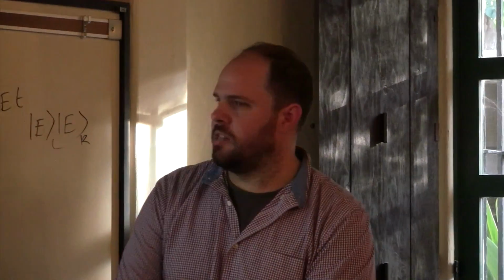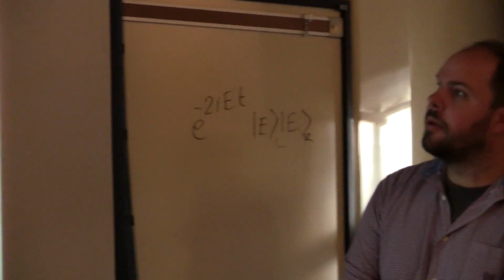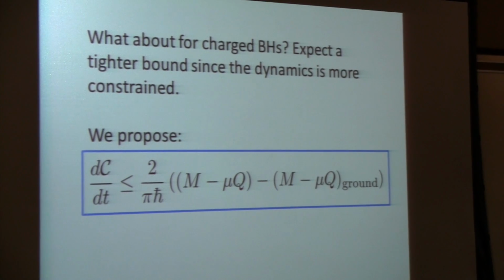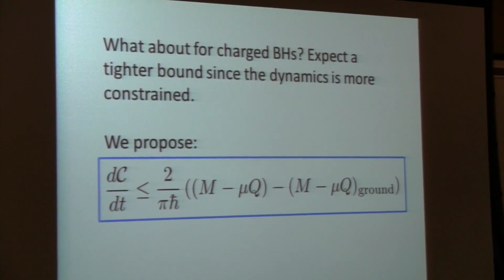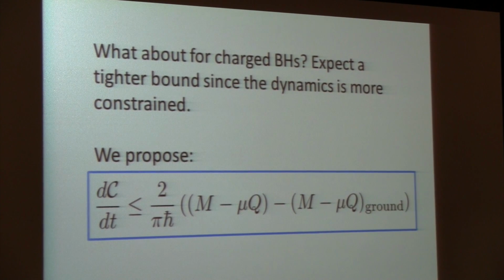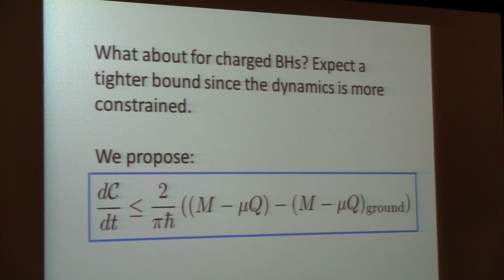So let me just mention charged black holes really quickly, and then I'll wrap up. If you have a conserved charge, you might expect the dynamics is more constrained, so it should complexify more slowly. And so we expected that there would be some kind of modified bounds in the case of conserved charge. I'm not going to explain too much about how to think about this, but the idea would be that the relevant quantity is now not the energy, but the energy relative to the charge with chemical potential.